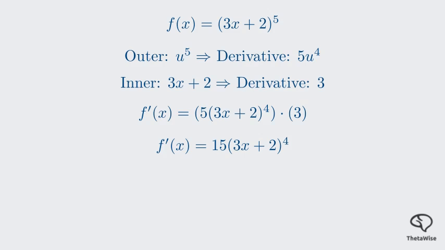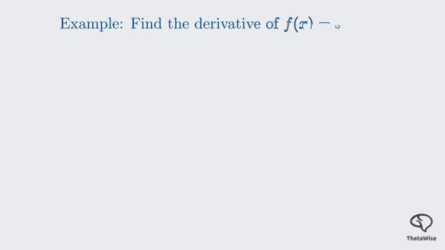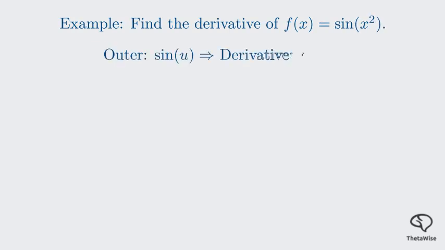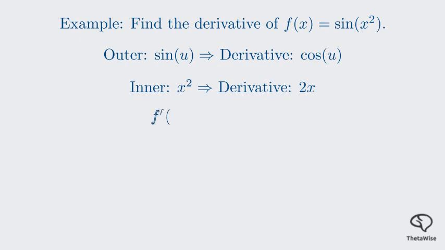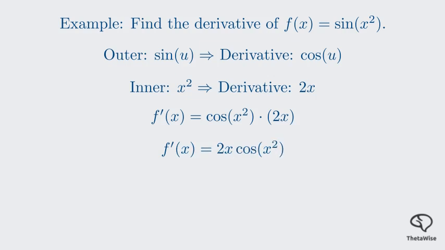Let's try an example with a trigonometric function. Find the derivative of f of x equals sine of x squared. The outer function is sine of u, and its derivative is cosine of u. The inner function is x squared, and its derivative is 2x. Applying the chain rule, we get the derivative of the outside, cosine of u, evaluated at the inside, x squared, which is cosine of x squared. Then we multiply by the derivative of the inside, 2x. So the derivative is 2x times cosine of x squared.